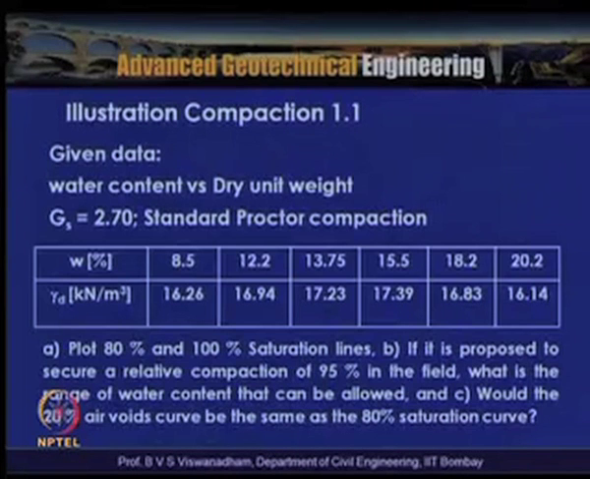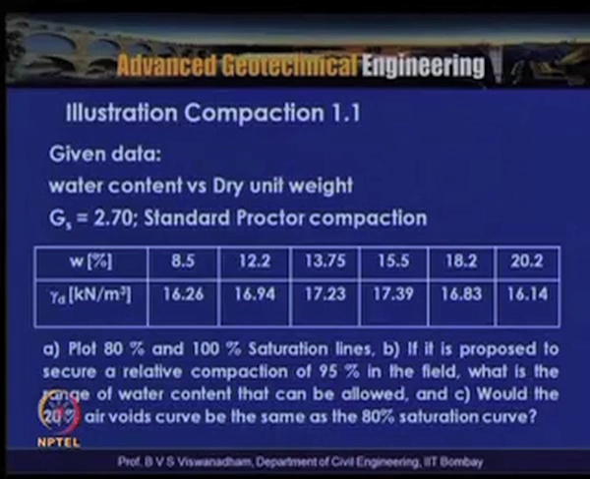So in this particular slide, we will see a problem on compaction. The given data is water content versus dry unit weight, and we need to plot the compaction curve, and the water content data and the unit weights are given, and we need to plot the 80% and 100% saturation lines. That is part A.